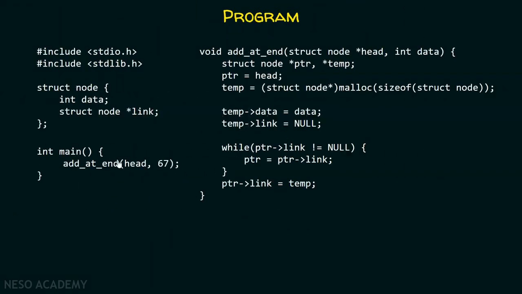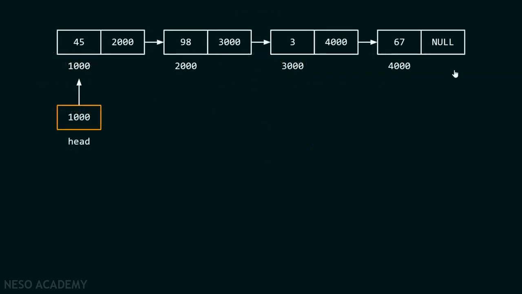So this is the complete program. Of course, you should understand that here I am passing the head directly. We are assuming here that head is a pointer pointing to some single linked list. Okay. So this is our assumption. Apart from this, the code is complete. And this is the linked list so obtained at the end. After executing the program, this is the linked list we obtained.